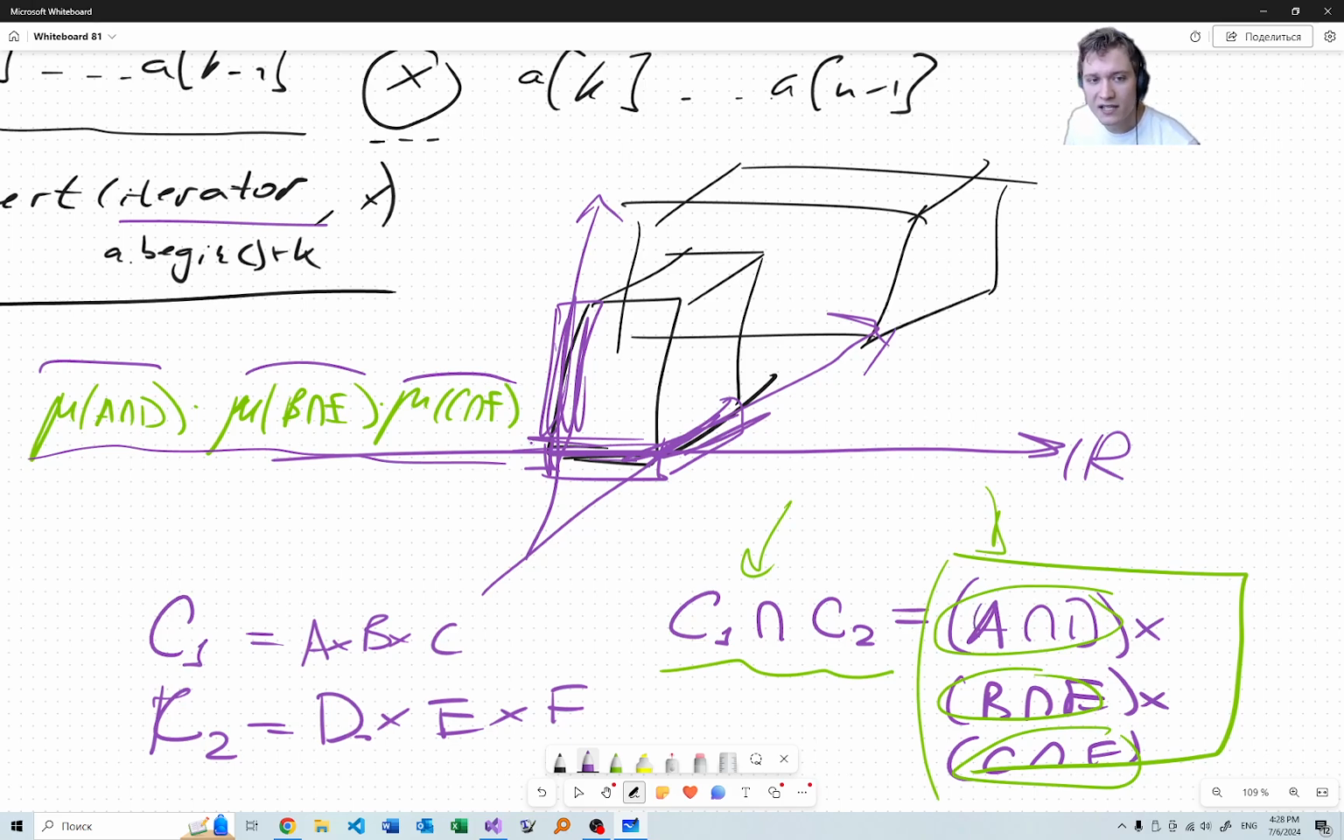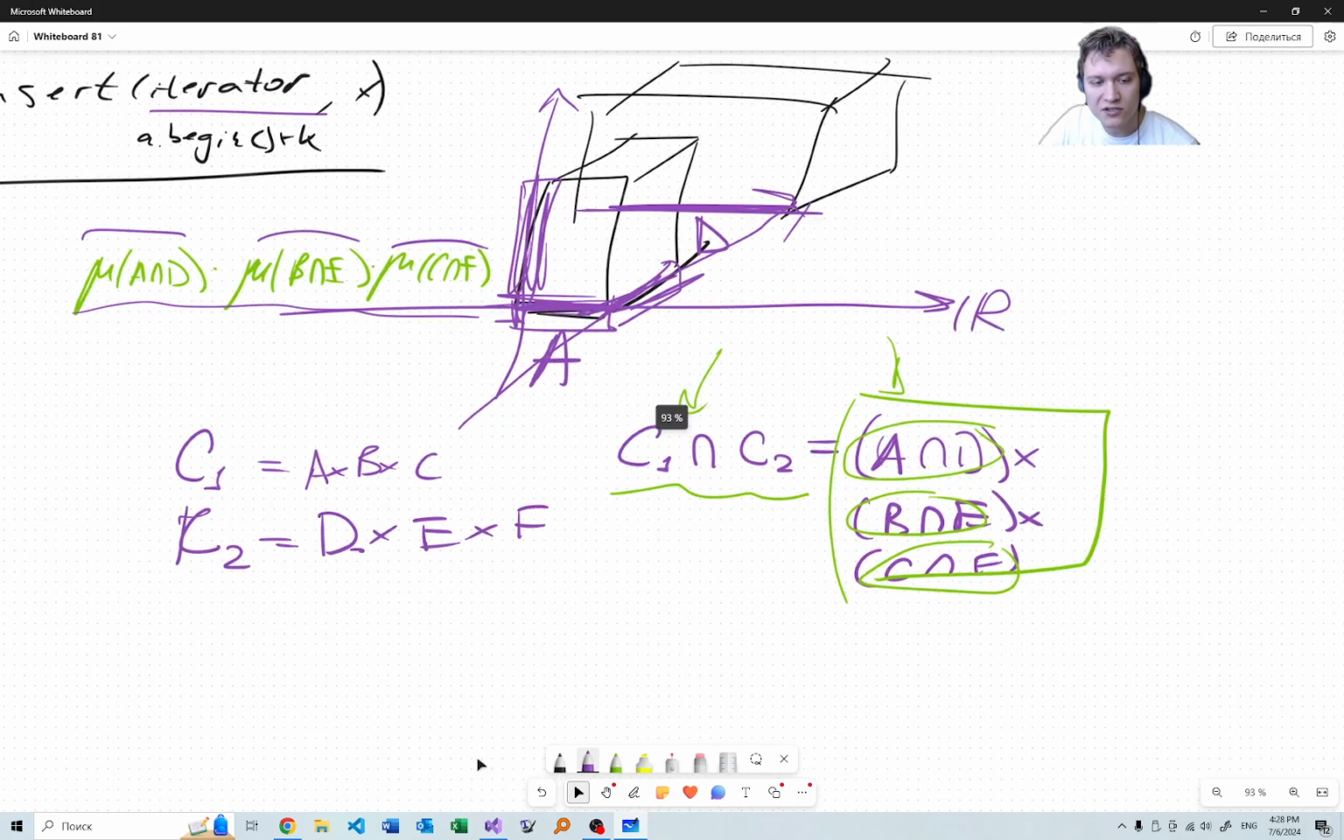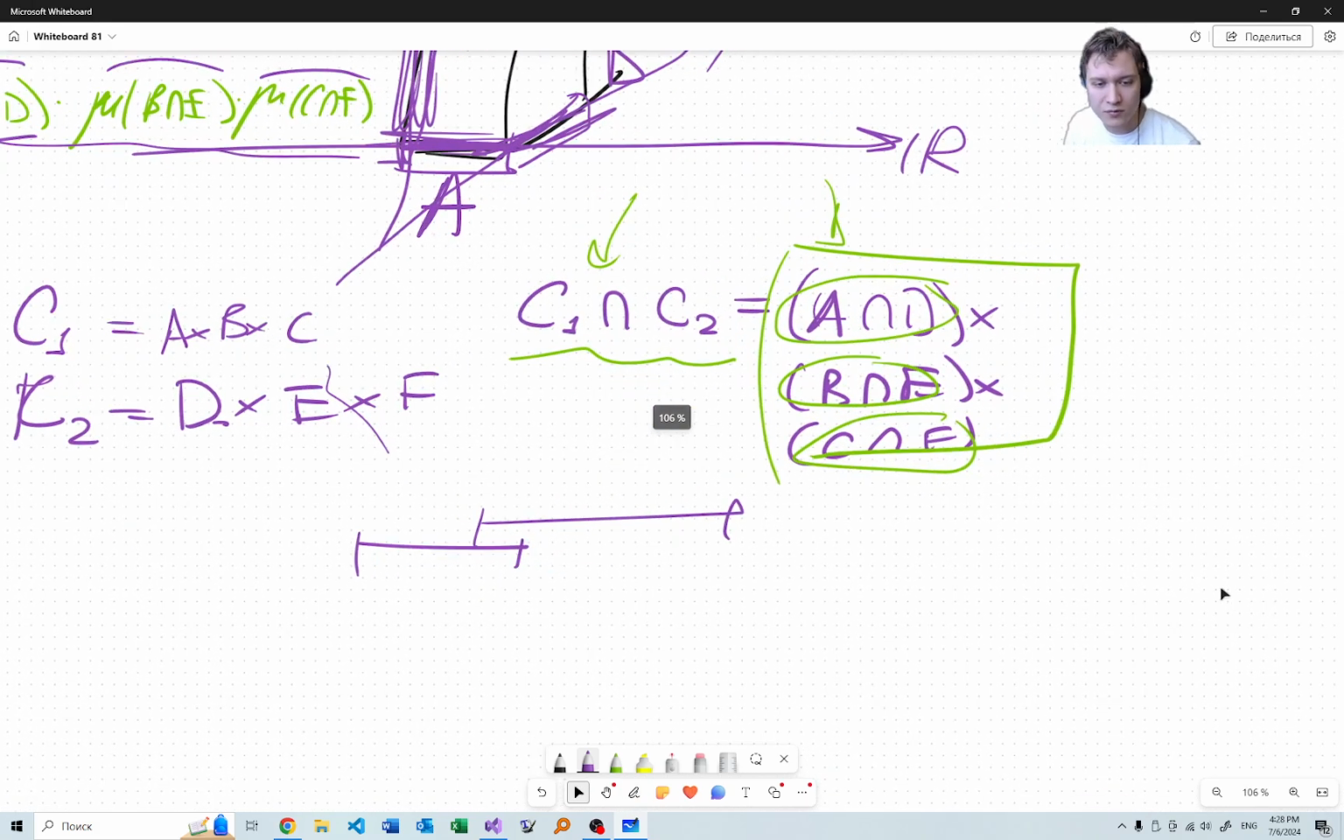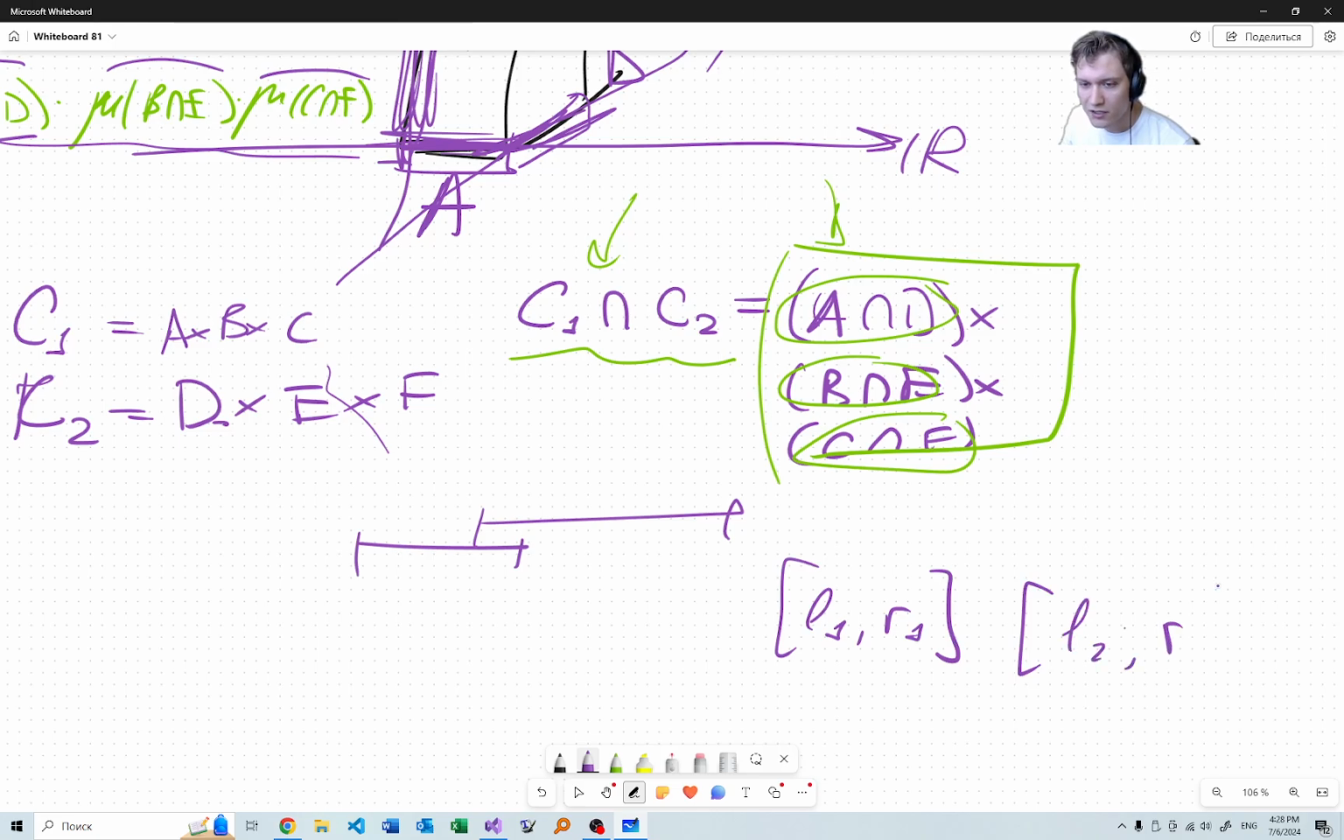So what is A? A is simply a segment on R, and D is also a segment. So A and D are two segments. Now you basically want to understand, is it true that two segments have an intersection, not just non-empty, but with a positive length? So now you have a problem. You have two segments, L1, R1 and L2, R2. You ask yourself, is it true that their intersection has positive length?